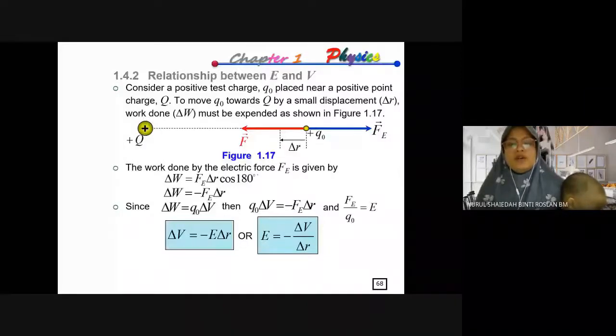Okay, dan yang terakhir. Yang terakhir adalah relationship antara V dengan E. Okay. V dengan E, dia punya relationship dia guna work. Work sama dengan Q0 delta V. Okay, lepas tu W ni dia guna Fs. Kalau awak ingat tak, W sama dengan force darab s. Dia guna F r. r dia tukar s lah. Okay, so dari sini dia terbitkan V sama dengan E delta r sebab F ni pula dia ganti dengan EQ0. So EQ0, Q0 nanti boleh cancel, so tinggal ni lah.